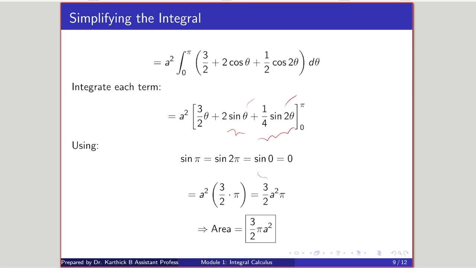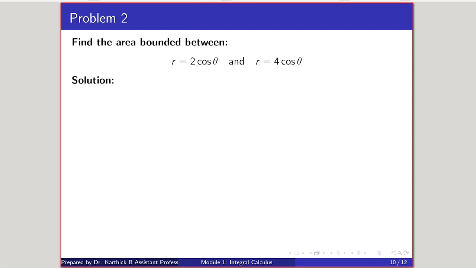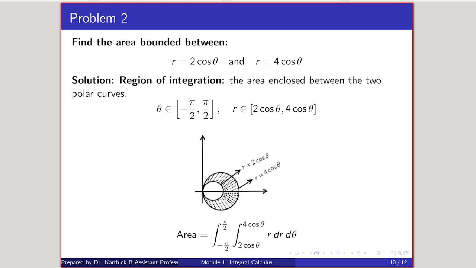Then we go for the next problem. Finding the area between the two curves r equal to 2 cos theta, r equal to 4 cos theta. So simply the region of integration will lie from minus pi by 2 to plus pi by 2. You can check the value, because here we want to find the area between the two curves r equal to 2 cos theta and r equal to 4 cos theta.